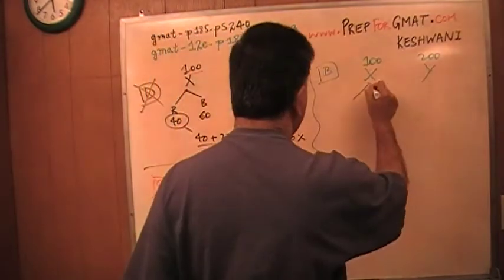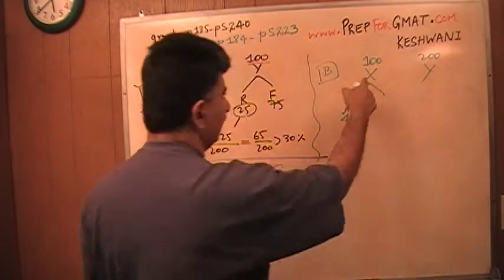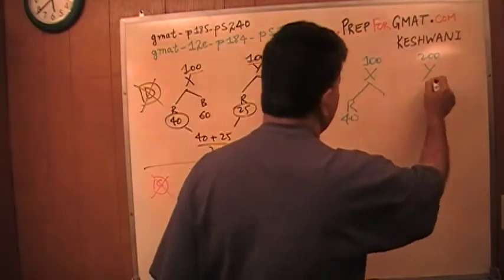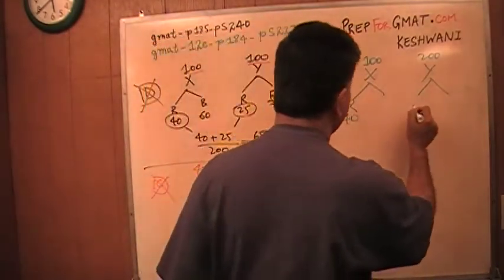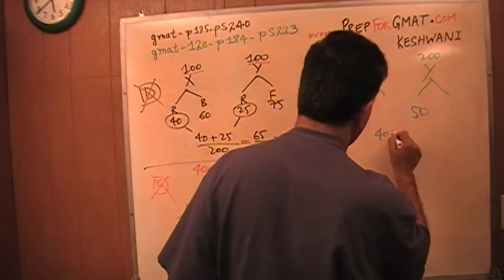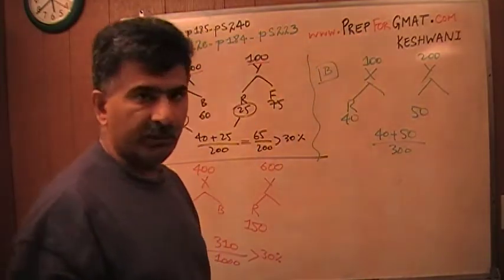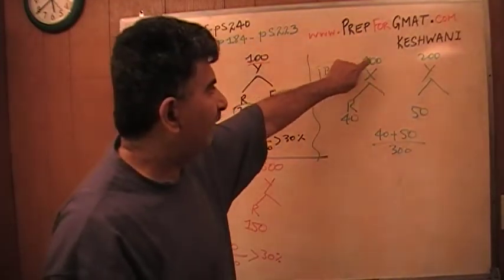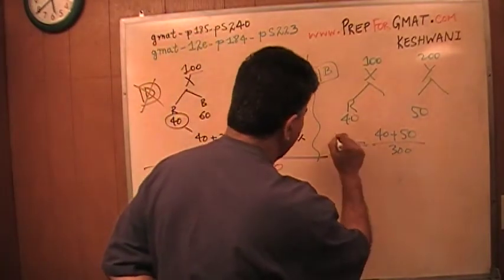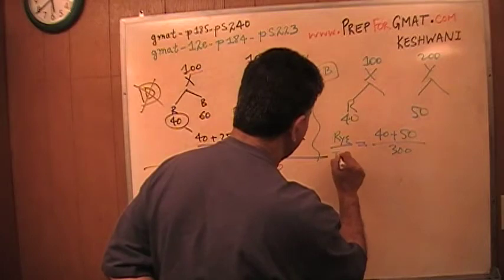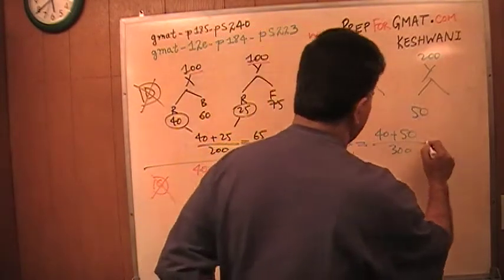So here again, my rye is 40% here, 40 for the 100. And here, my rye is 25%, 25% of 200 would be 50. So I get 40 plus 50 over 300. Where is the 300 coming from? 300 because 100x, 200y, so this is the total. See, the top is rye, and the bottom is total. Total is 300, 100 plus 200.